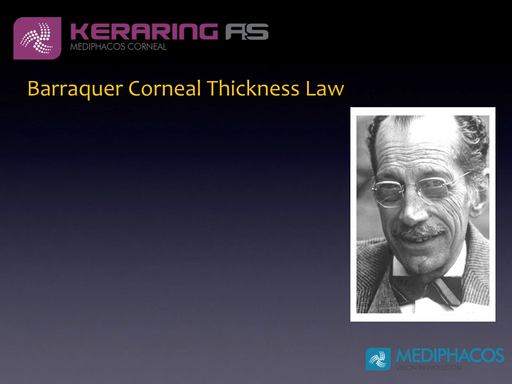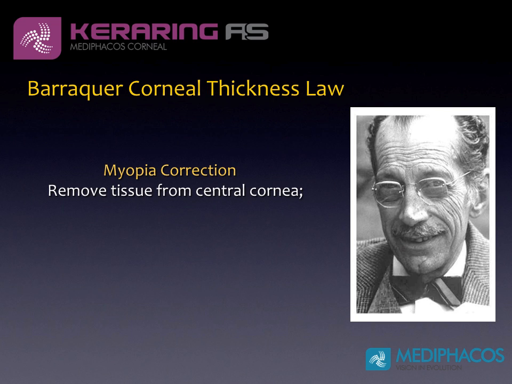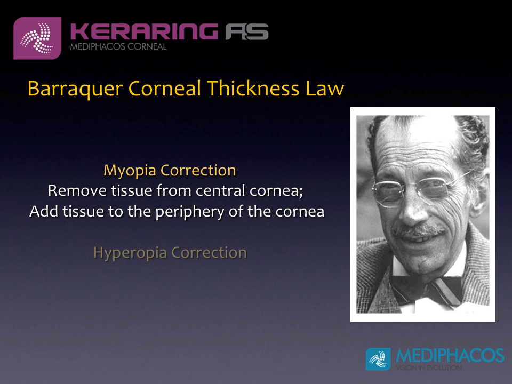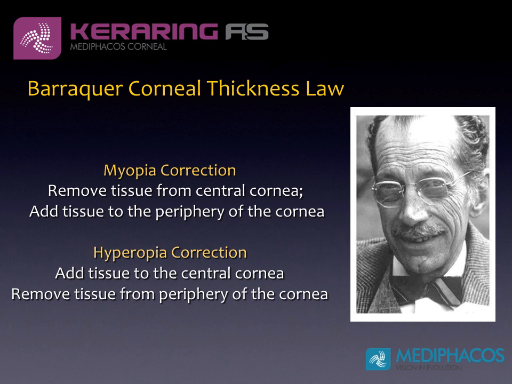This type of implant works according to the so-called Barraquer corneal thickness law, which states that to correct myopia, we can either remove tissue from the central cornea or we can add tissue to the periphery of the cornea. Thus, intrastromal corneal ring segments can flatten the cornea or correct myopia by adding tissue to the periphery, the tissue added being the implant itself. Conversely, for hyperopia correction, we can either add tissue to the center or remove tissue from the periphery of the cornea.